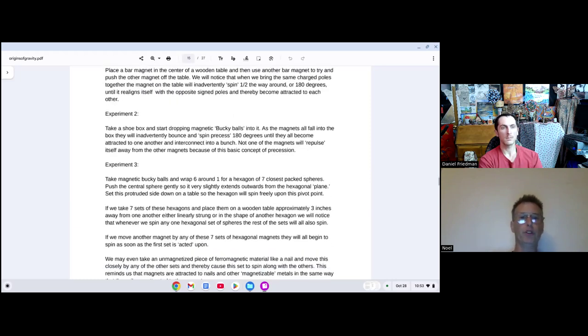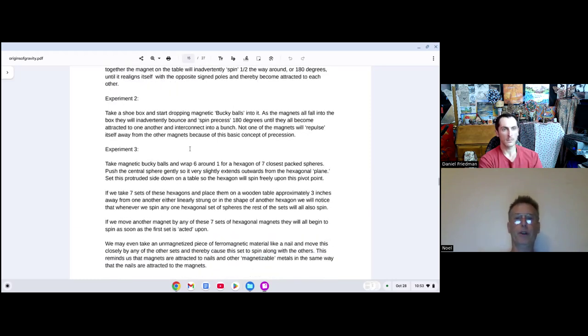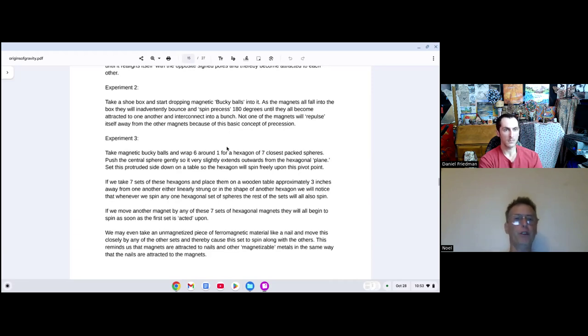If we took a shoebox and started dropping magnetic buckyballs into it, as the magnets all fall into the box, they'll inadvertently bounce and spin precess 180 degrees until they all become attracted to one another and interconnect into a bunch. Not one of the magnets will repulse itself away from the other magnets because of this basic concept of precession.